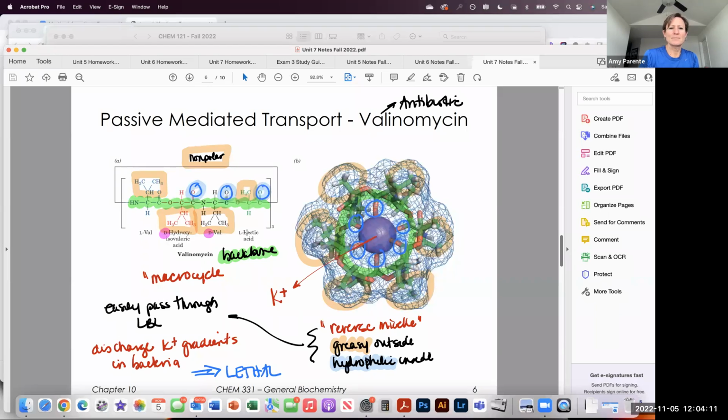And these oxygen atoms here are going to form those ion dipole interactions to bind a potassium ion. So it binds to potassium ions, and because it's greasy on the outside, it can diffuse easily through a lipid bilayer. So it will diffuse and collapse potassium gradients in bacteria. And when bacteria cannot build up those proton gradients, they can't do their biochemistry. So that's why it's lethal. Questions?